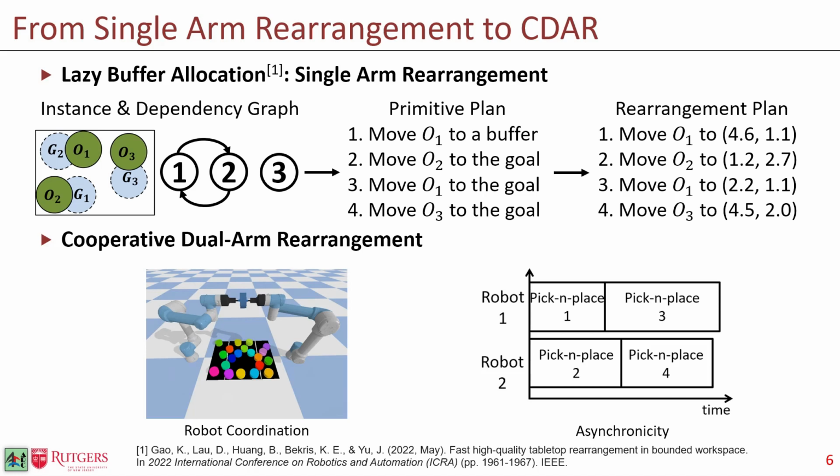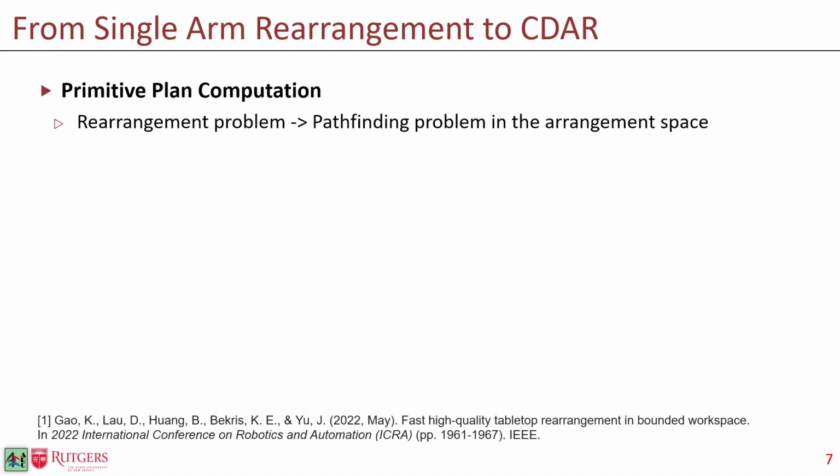In the dual-arm setting, we face additional challenges. Besides individual picks and places, we need to coordinate handoffs and situations where one arm can clear out obstacles for the other arm. Also, when traveling cost is considered, robot motions may be asynchronous, which increases the complexity of the planning problem. In our paper, we extend the lazy buffer allocation framework into the dual-arm setting.